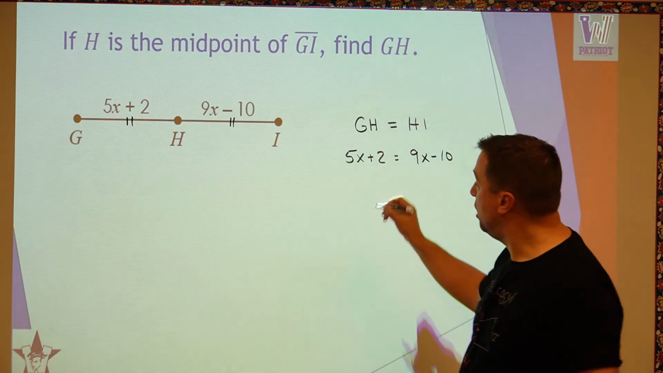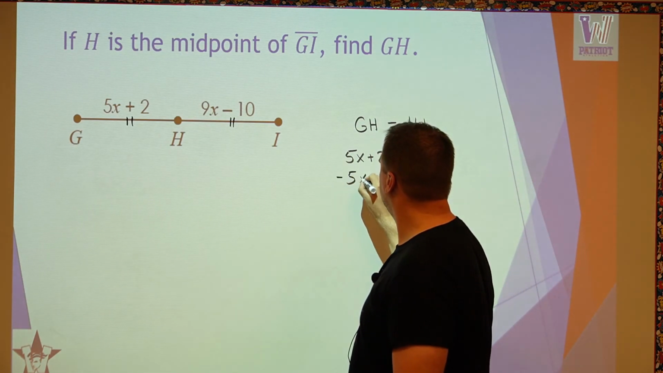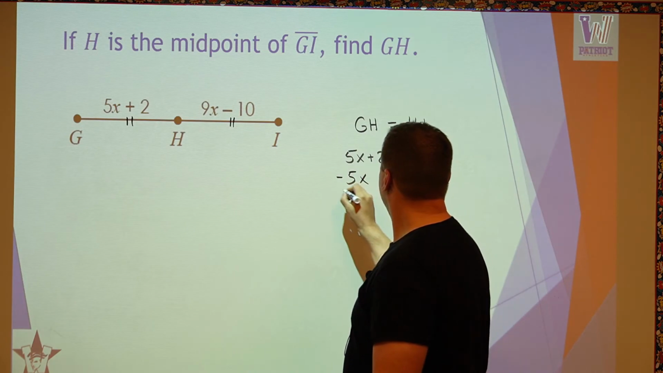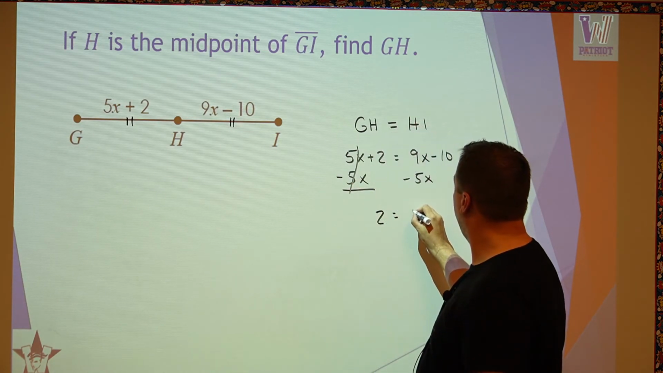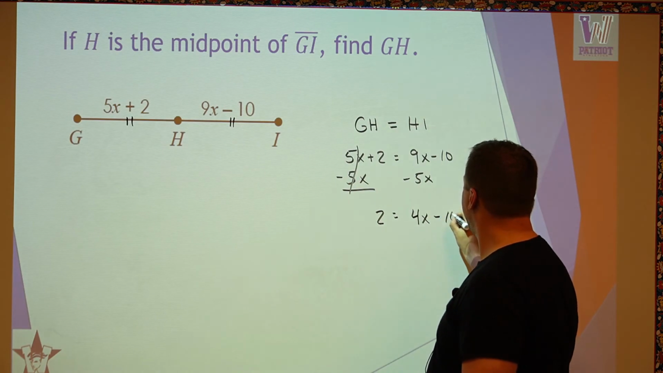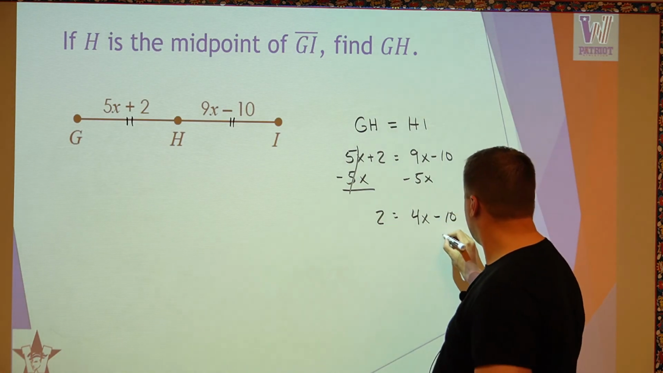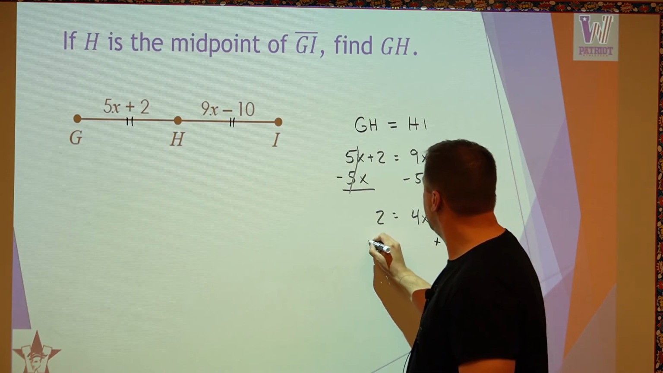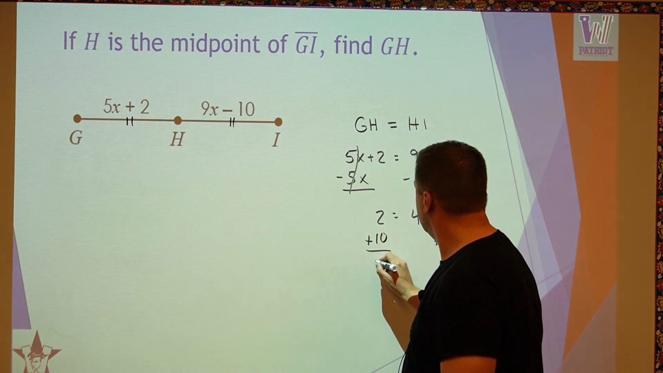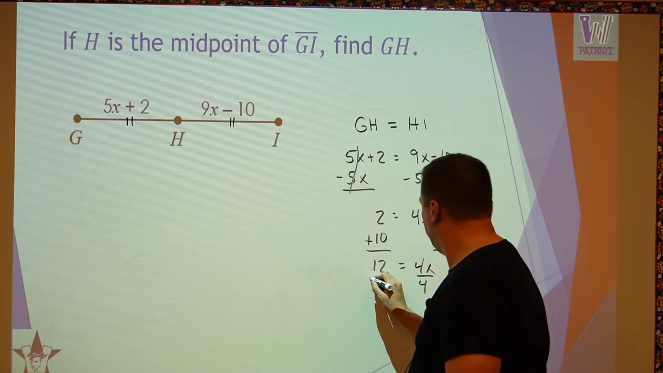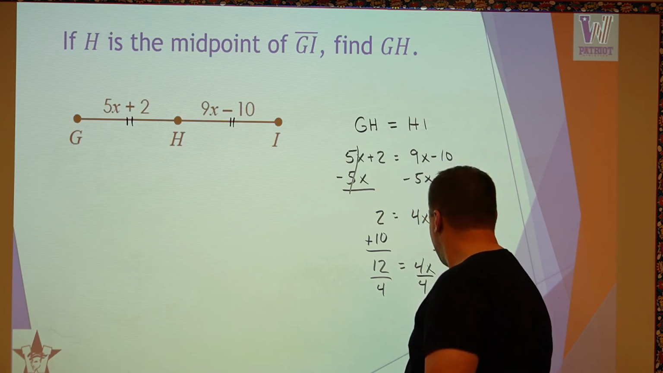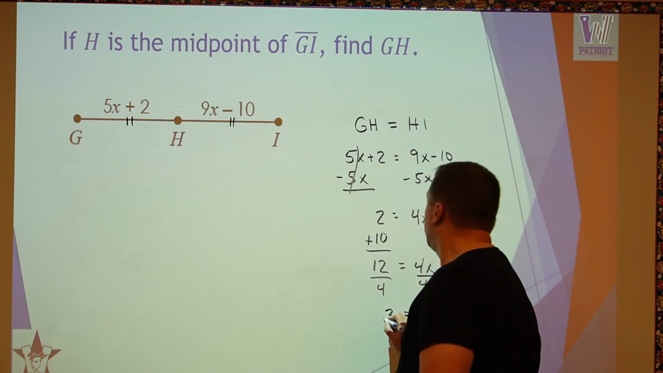It's time to solve. I'm going to subtract 5x from both sides. I get canceled out. That gets 2. This becomes 4x minus 10. Add 10 to both sides. You know how to solve these equations. I don't need to keep reminding you. So that's 12 equals 4x. Those cancel out. So I get 4x divided by 4. And that means x is going to equal 3.